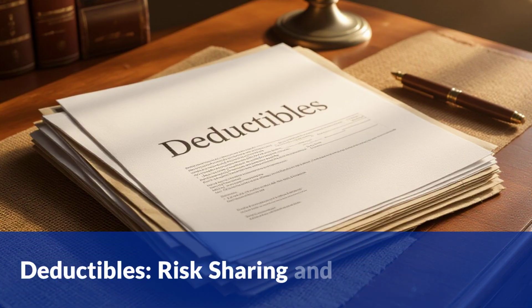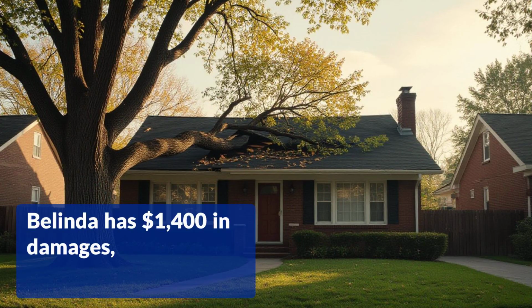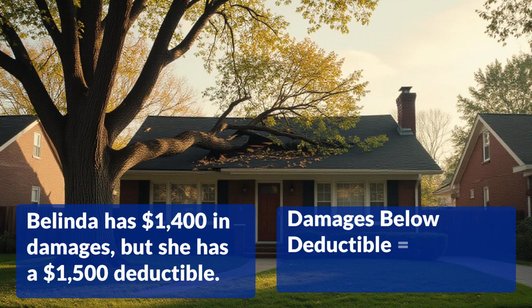Deductibles: the amount the insured pays before coverage applies. May be risk retention, chosen, or risk sharing, required. Example: Belinda has a homeowner's insurance policy with a $1,500 deductible for physical damage her home sustains. When a tree limb falls on her house and causes $1,400 of damage, she is not able to file a claim because the damages have not met her deductible amount.